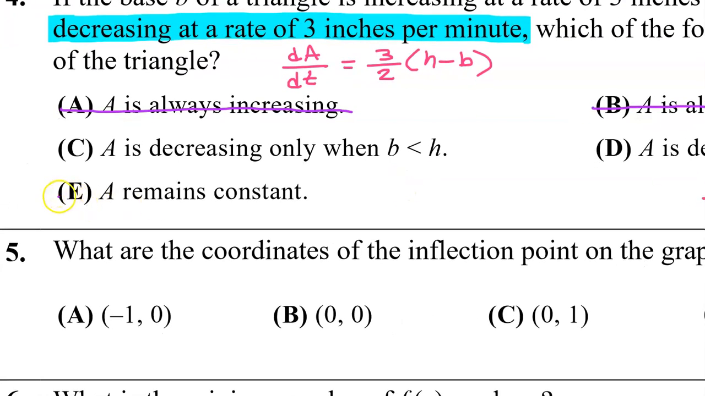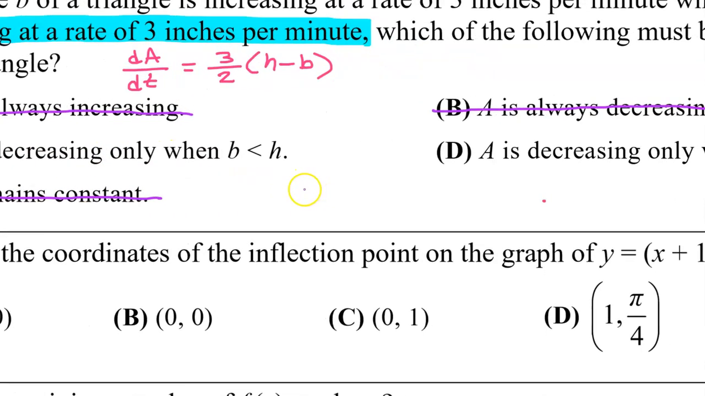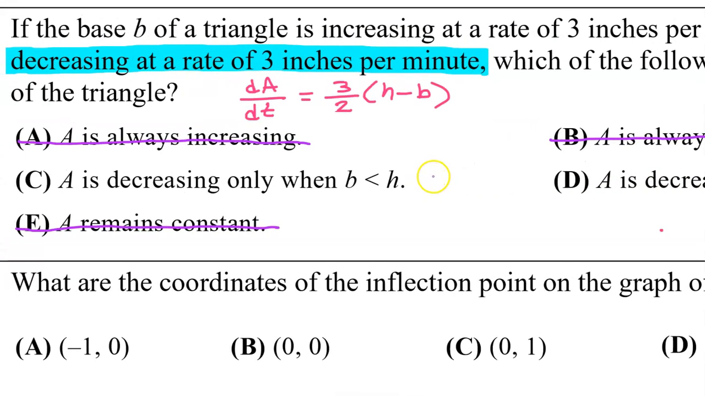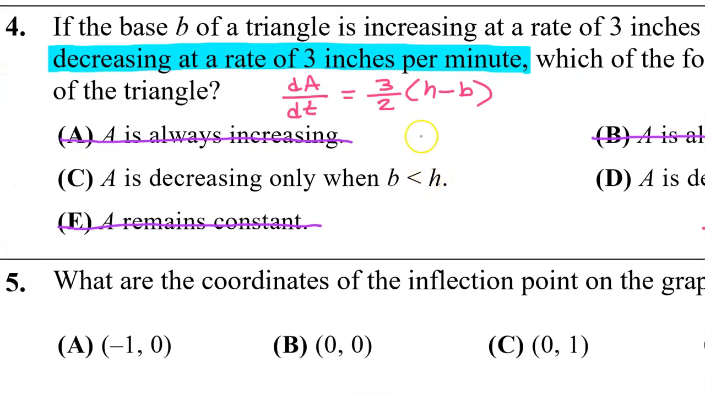And we can cross out option E, where A remains constant. All right, it clearly depends. So we're down to C and D. Both C and D are written in terms of A is decreasing. So let's talk about under what circumstances A will be decreasing. A will be decreasing when this value is negative.